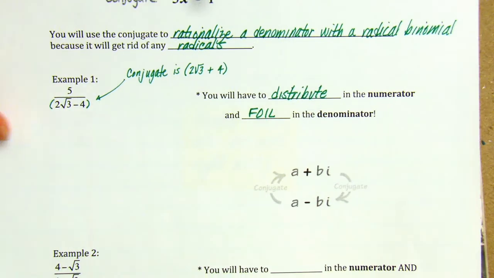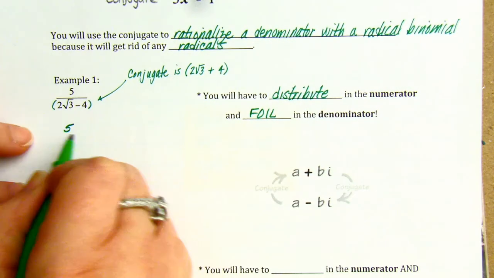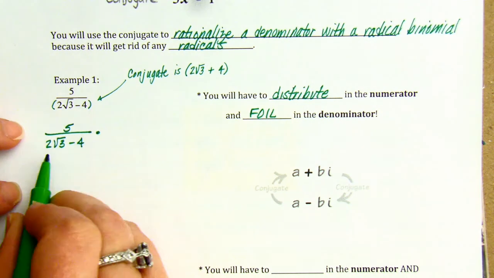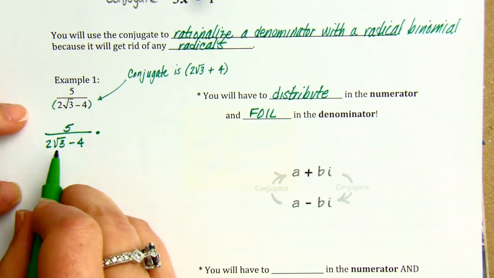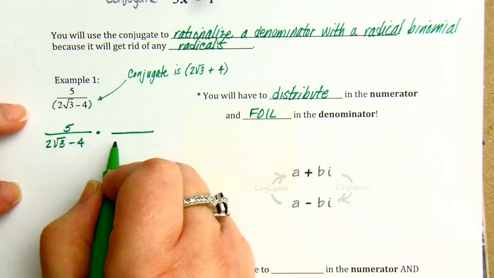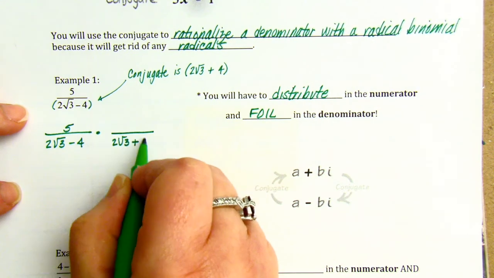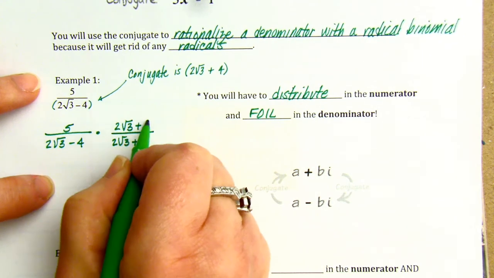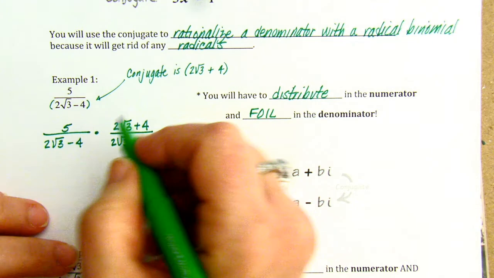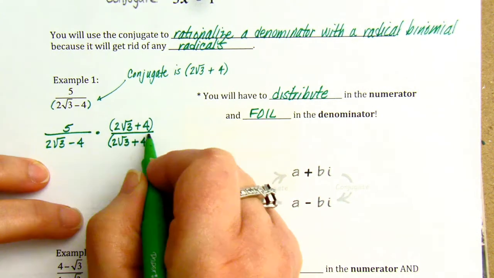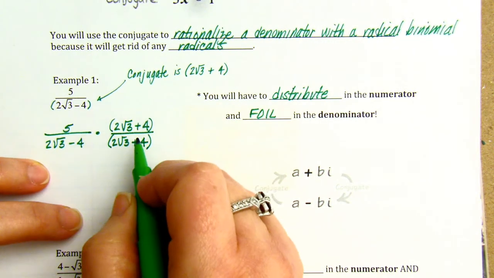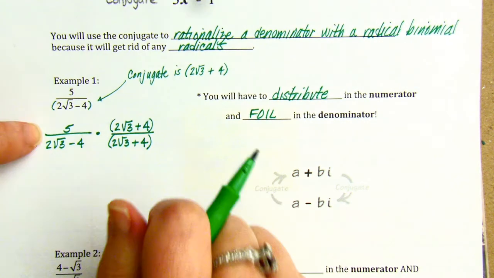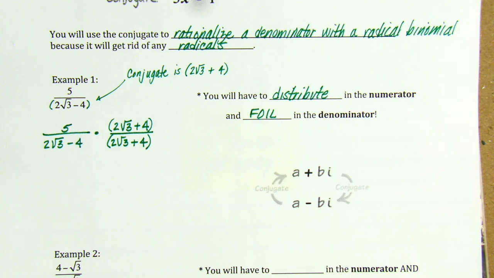So if I'm setting up my work, I've got 5 divided by 2 root 3 minus 4. The only way I'm going to get rid of and have no middle terms that involve a radical is to multiply it by the conjugate, 2 root 3 plus 4. But if I do that in the denominator, I have to multiply by that same thing in the numerator, right? Because 2 root 3 plus 4, which is a quantity, divided by itself is 1. And this number times 1 is this number. So it still keeps it equal. It's just going to make it look different.